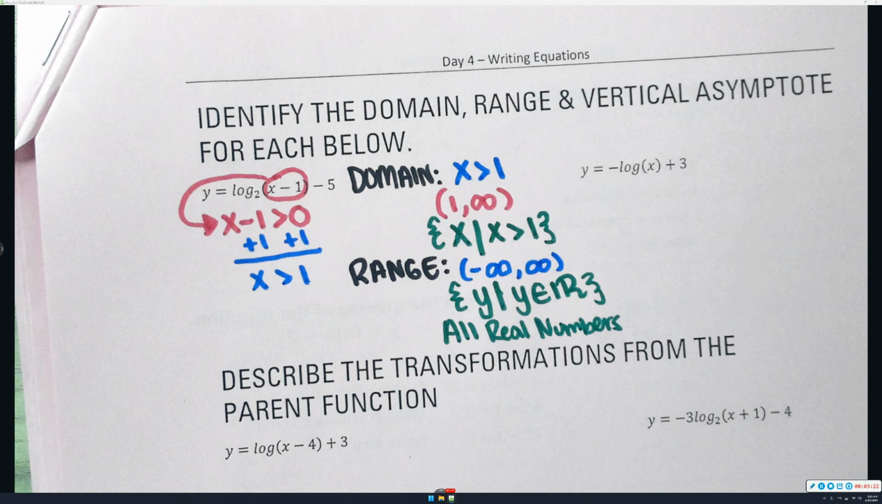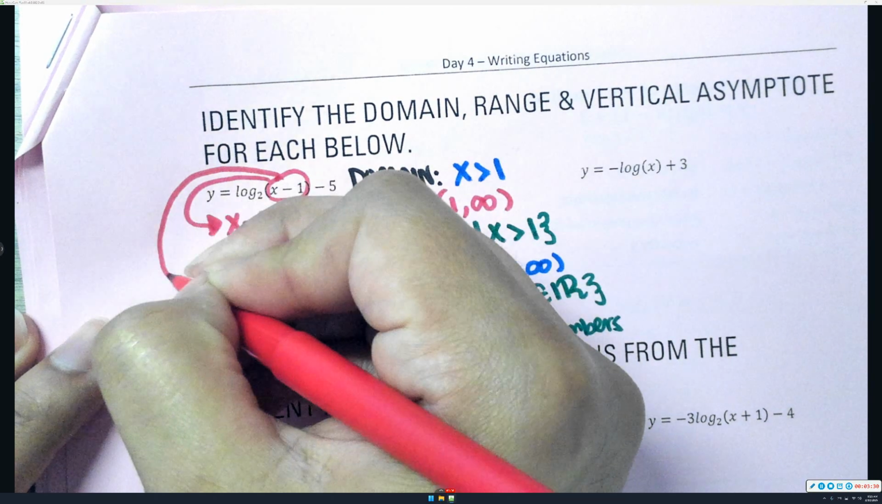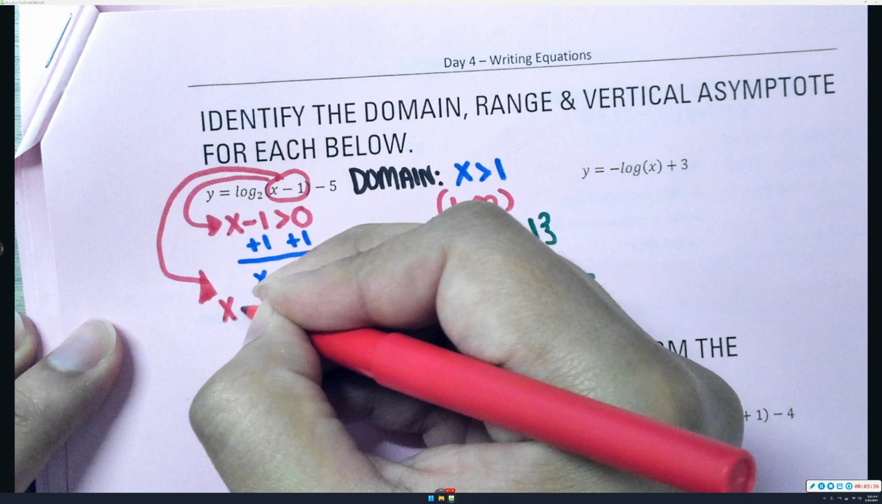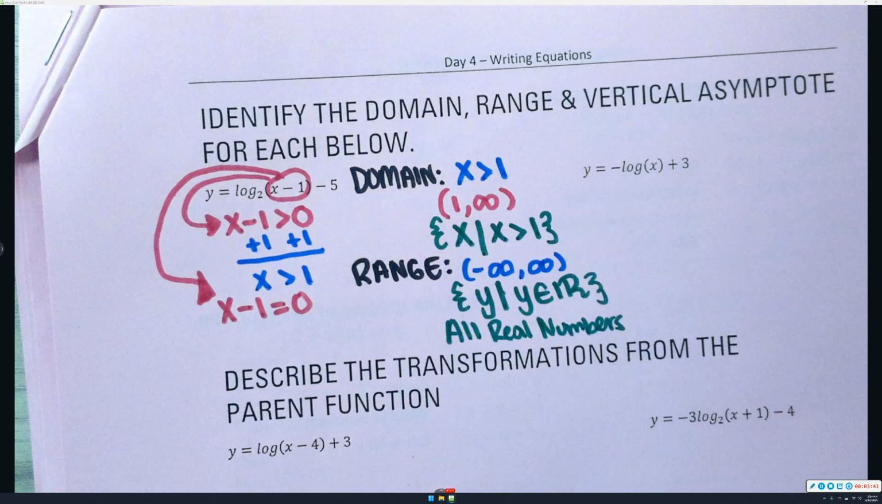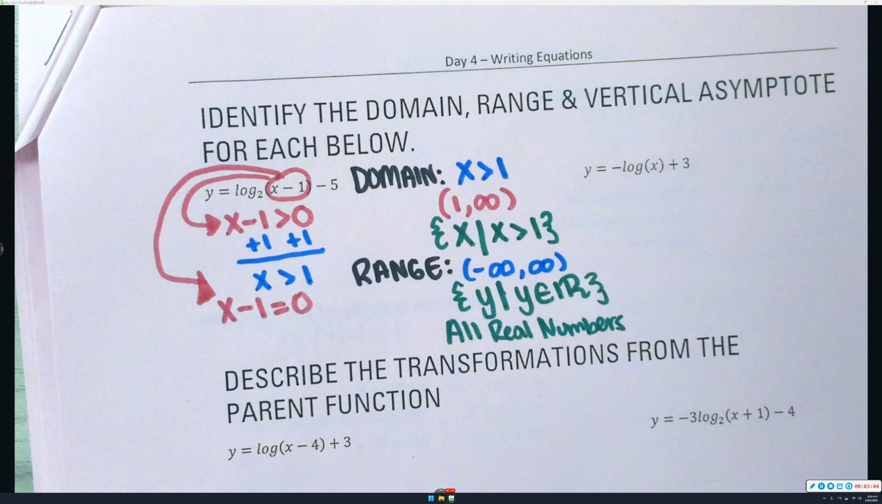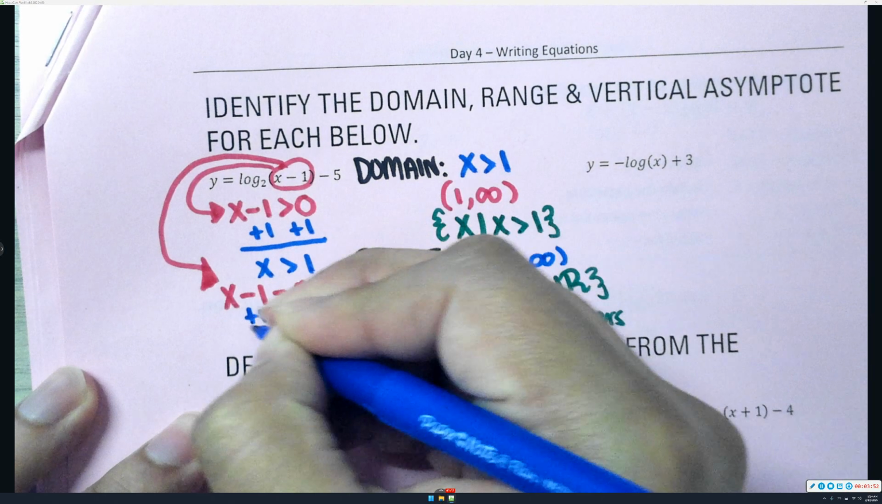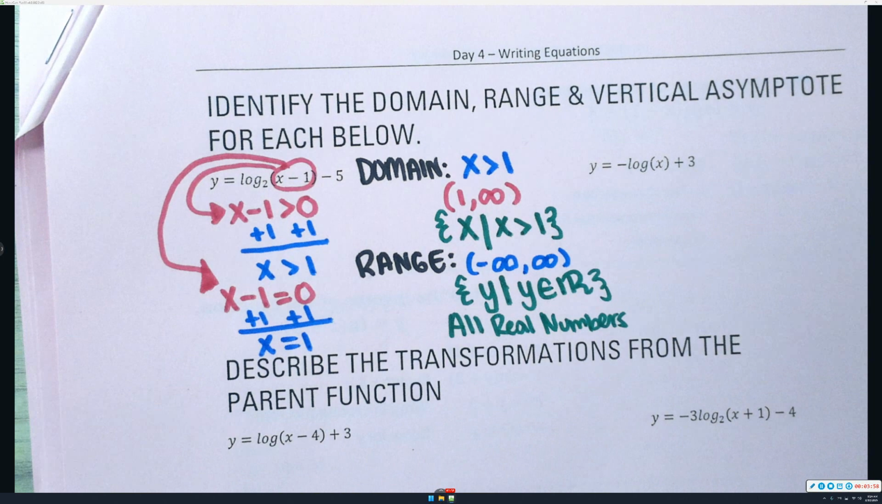Finally, we're going to identify the vertical asymptote. So how do I identify the vertical asymptote? Well, it's pretty much the same idea as finding the domain. We take the terms within the parentheses and we set them equal to 0. So I have x minus 1 is equal to 0. Not greater than 0, equal to 0. From there, I do my basic algebra 1 to isolate for x. So I add 1 on both sides. This will now leave me with x is equal to positive 1. Hence, the vertical asymptote is located at x equals 1.